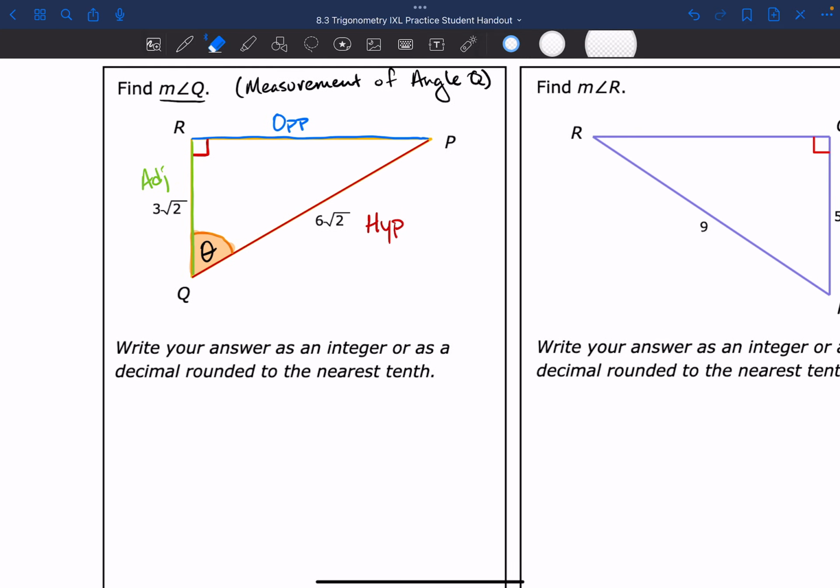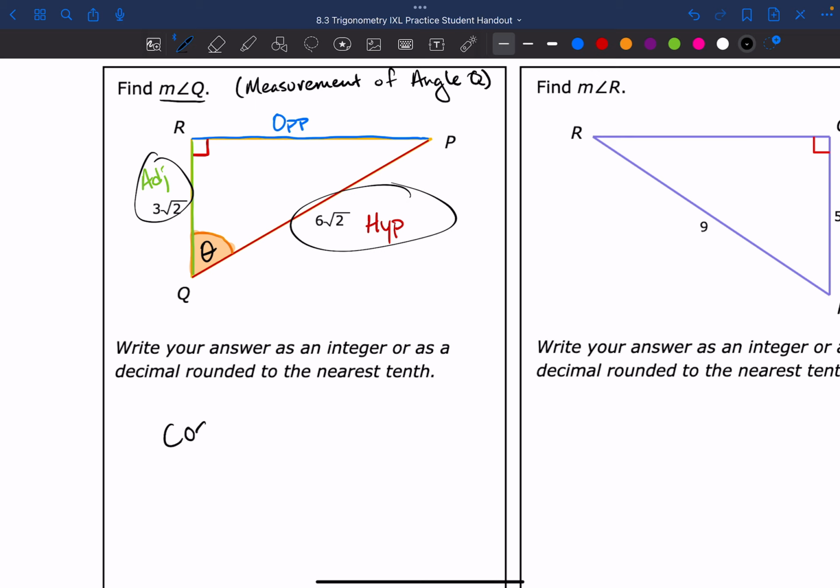Normally, from this, we would say, okay, they gave me information about the hypotenuse, they gave me information about the adjacent, so I would do cosine. So I would do cosine of angle Q is equal to 3 square root of 2 over 6 square root of 2. I'm just filling in the information I have. The square root of 2, just treat it as a number. So 3 square root of 2 is a number, and we're just going to write it down because it's easier to write the square root of 2 as square root of 2.